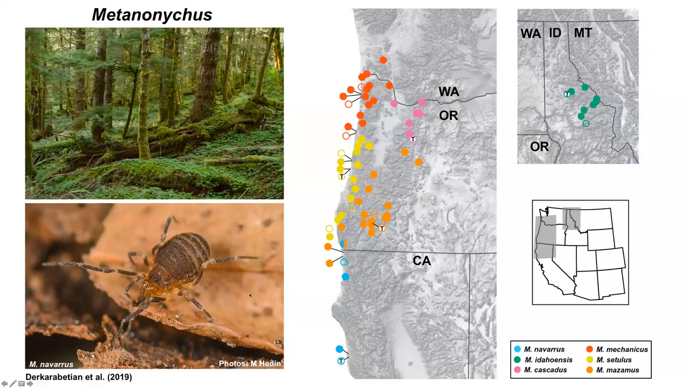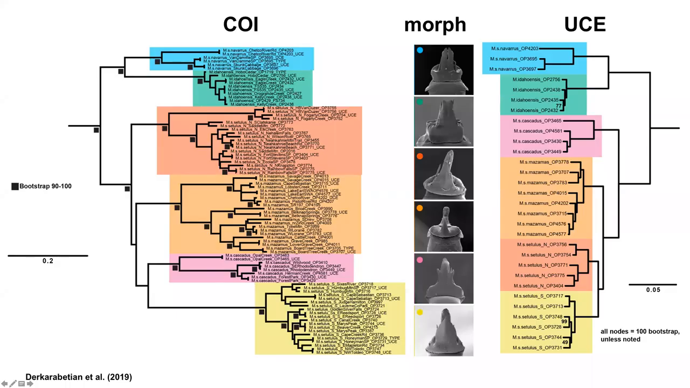So we did some integrative taxonomy, collected CO1, morphological data, and ultra-conserved element data. What I want to show here is that it's pretty simple in terms of species delimitation. We have these CO1 groupings that correspond to distinct morphological groups.